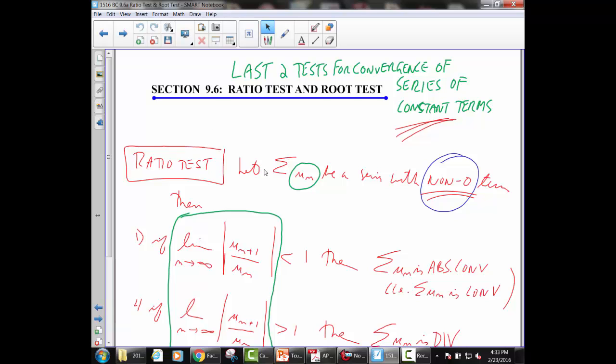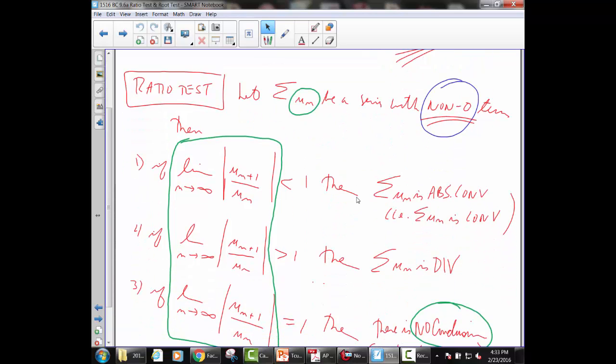The ratio test says let the summation un be a series with non-zero terms. So these can have negative terms. It can be all positive terms, all negative terms, alternating. You can have 3 positives followed by 5 negatives followed by 7 positives. It doesn't matter. The only thing that matters is that you have non-zero terms. Of course, if your first term is 0, that's not a biggie because you can just disregard that. But you can't have like 3 non-zero terms and then a 0 term. They all have to be non-zero terms.